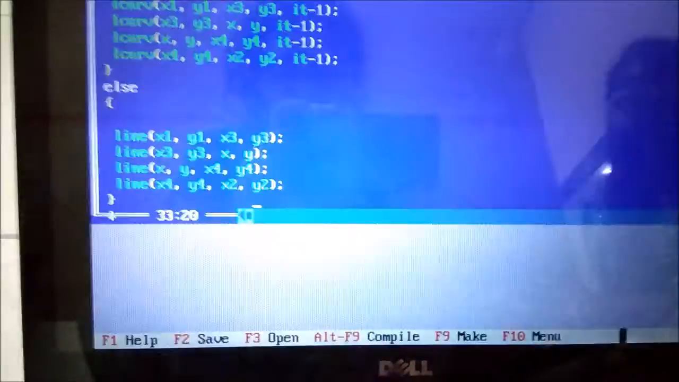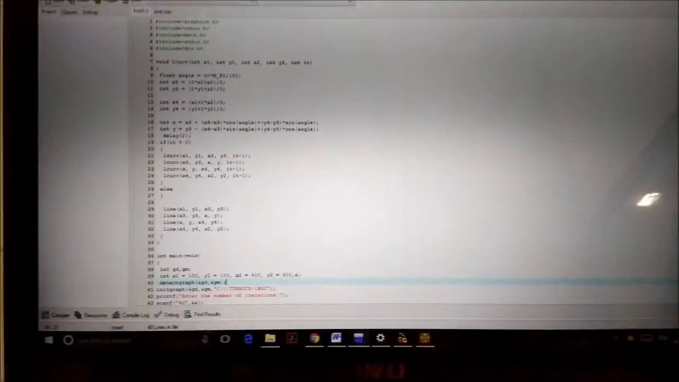Then probably we'll put 4 here. Yes, I can see 4 iterations: 1, 2, 3, 4. Maybe we'll put 7 in the next one, which will run slow. Yeah, so that was a demonstration of the L system or the Koch curve. So thank you.